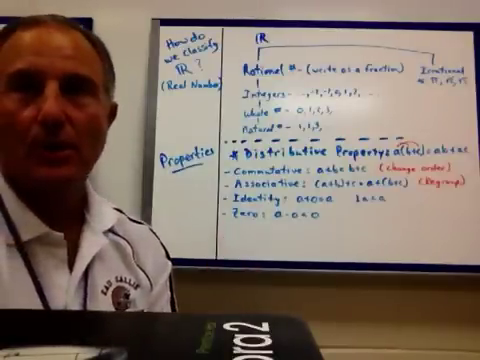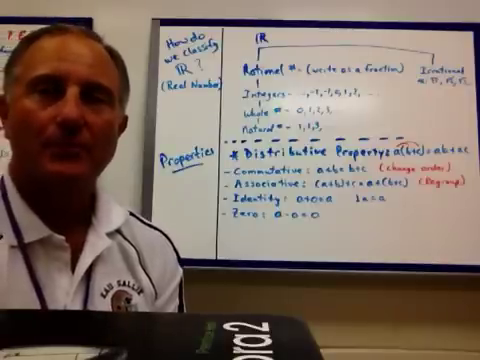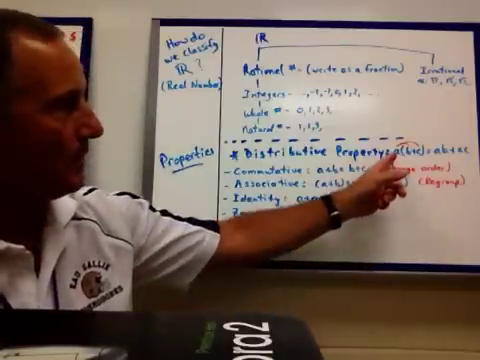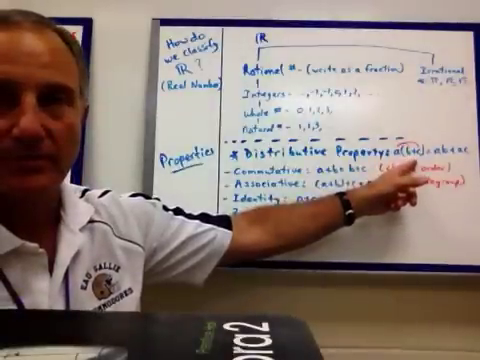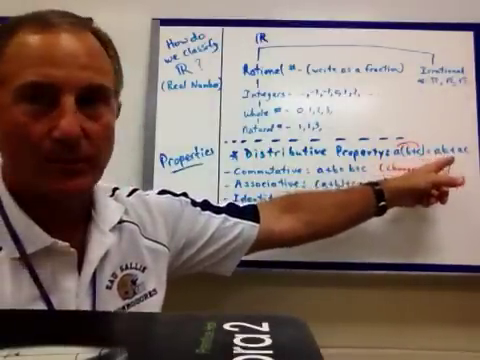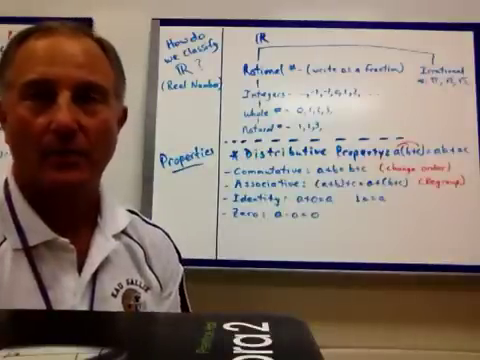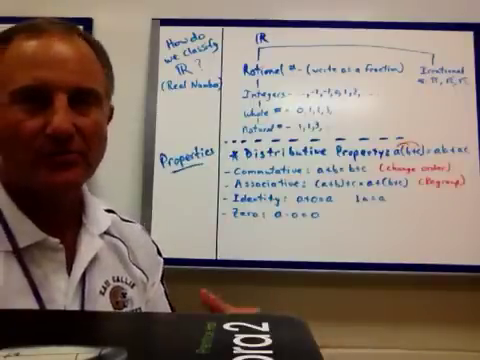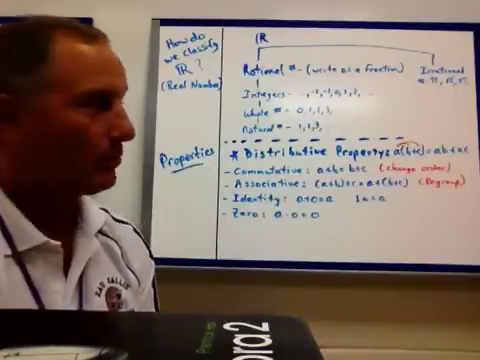Properties. I want to touch on properties. The biggest property that you'll see and that we use the most is the distributive property. A times the quantity B plus C equals A times B plus A times C. That we use a lot, okay? That should look familiar to you. The others, you'll see them, but we don't use them a whole lot.